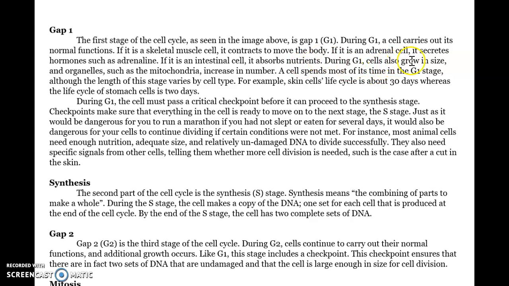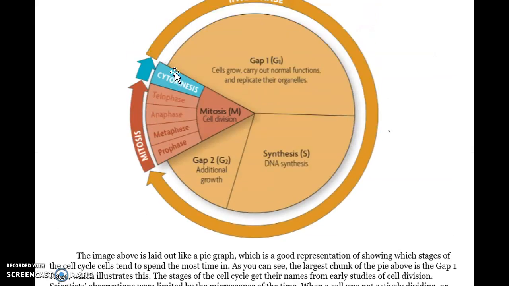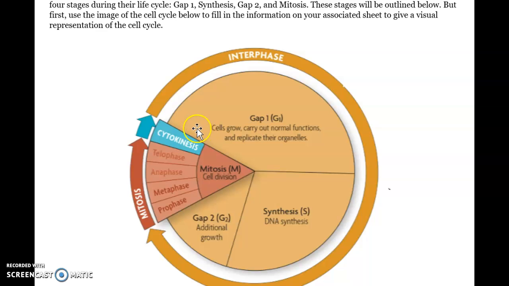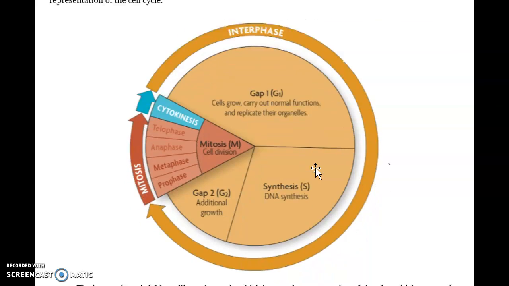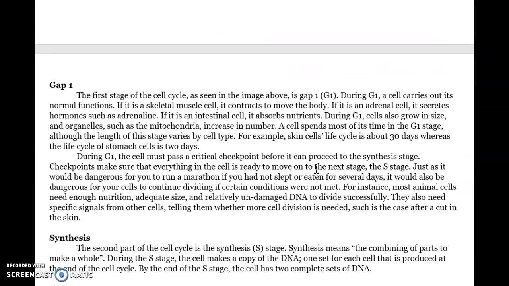During G1, cells also grow in size and organelles, such as the mitochondria, increase in number. We spoke of the mitochondria when we were looking at cellular respiration. Recall the mitochondria provides energy to cells. When a cell is entering the first part of G1, right here, it's going to have only a few mitochondria, but by the time it gets to this part of the cell cycle in late G1, it's going to have more copies of the mitochondria organelle, as well as all the other organelles that happen to be in that cell.